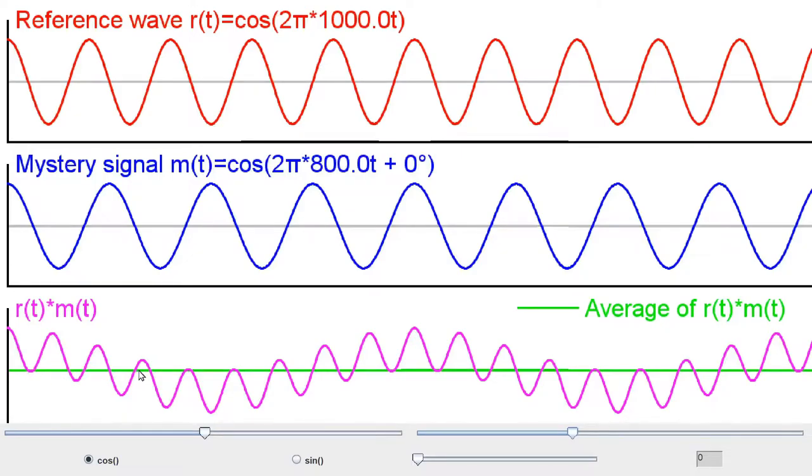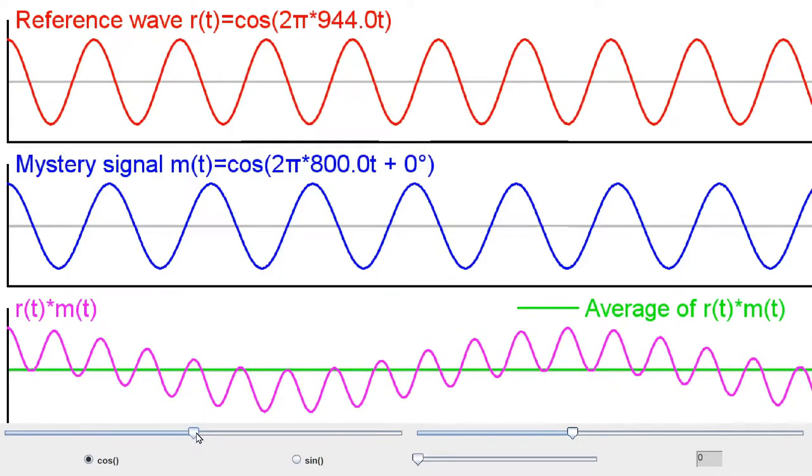One other thing, and that's shown in green here, is the average of the purple multiplication wave, and that's going to be our indicator that the reference and the mystery have the same frequency. So let's try adjusting the frequency of the reference wave and see what happens to the multiplication and its average.